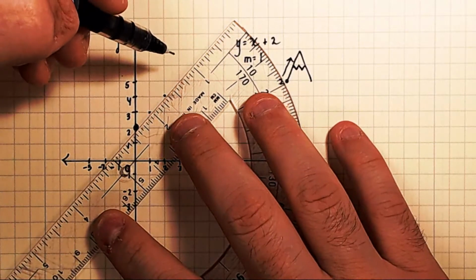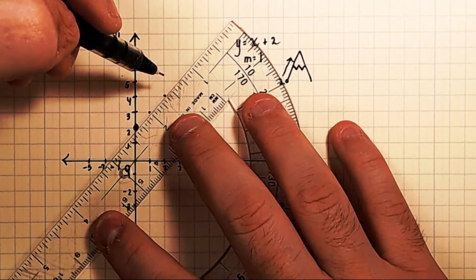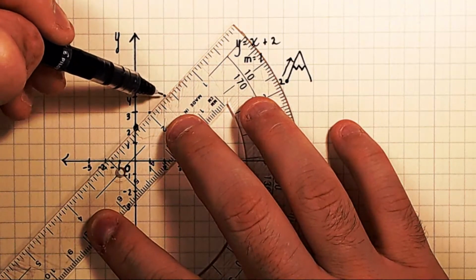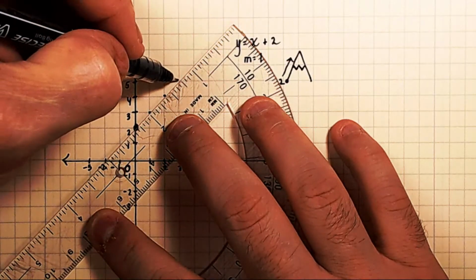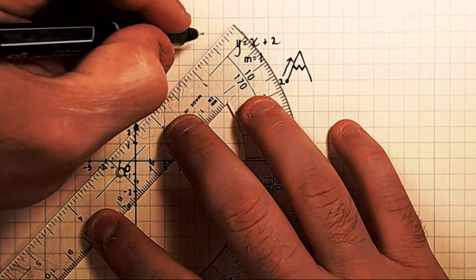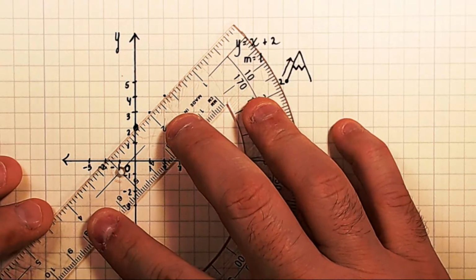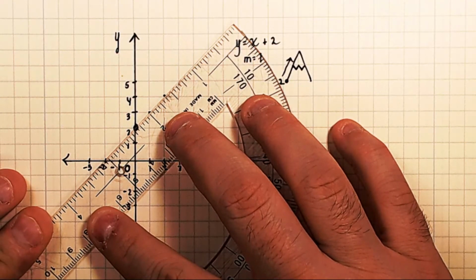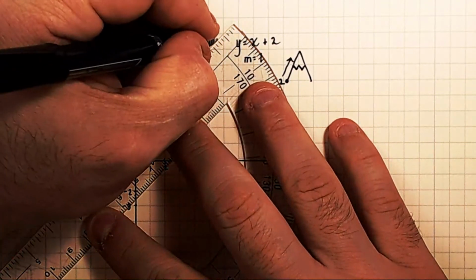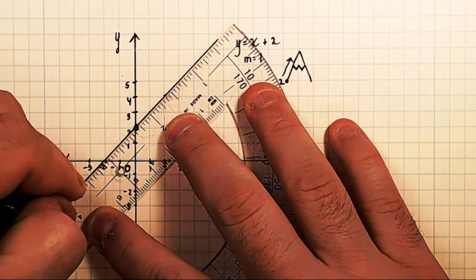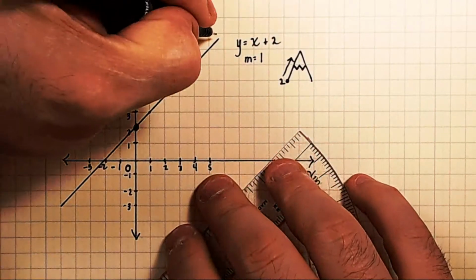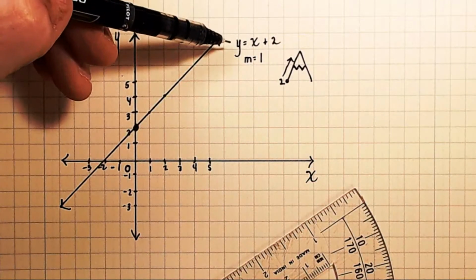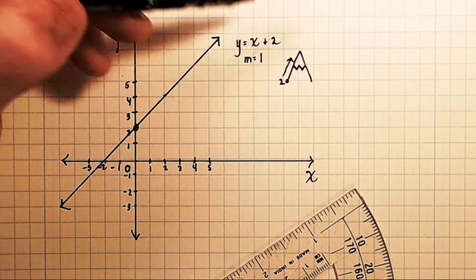What I'm trying to do is line up my straight edge such that every time I see one of these intersections of the grid lines, my straight edge is passing through the center. So be careful with this, and it'll look better the more time you spend getting it right. Indicate that this is a line right there, and we've already labeled it, y equals x plus 2.